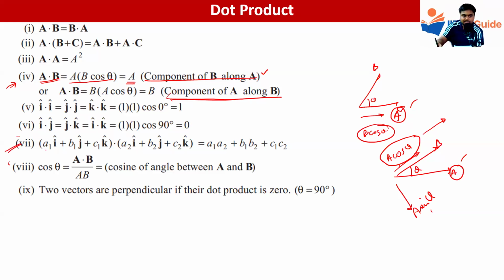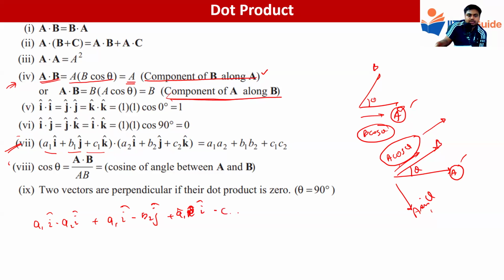is again interesting. So A1I plus B1J plus C1K. Okay. I will just do for A1 I cap. So A1 I cap dot A2 I cap plus A1 I cap dot B2 J cap plus A1 I cap dot C2 K cap. So I dot K is 0. I dot J is 0. So what is remaining is only I dot I, which is A1 into A2.